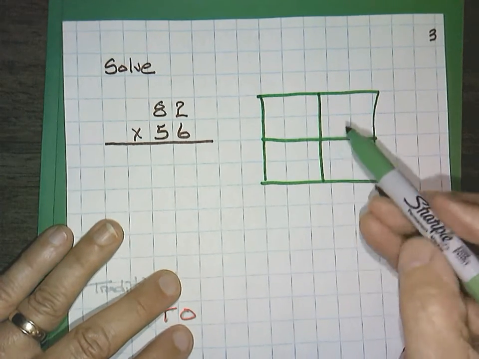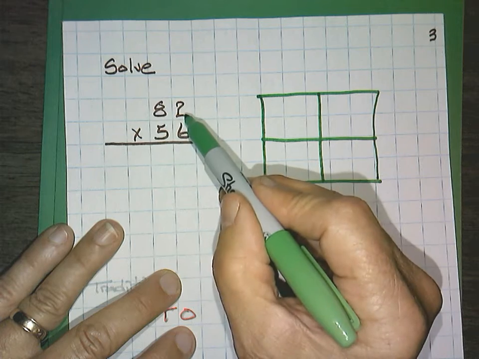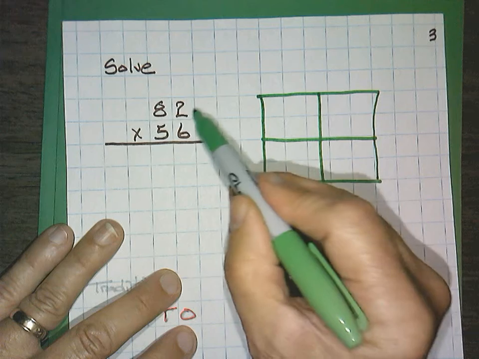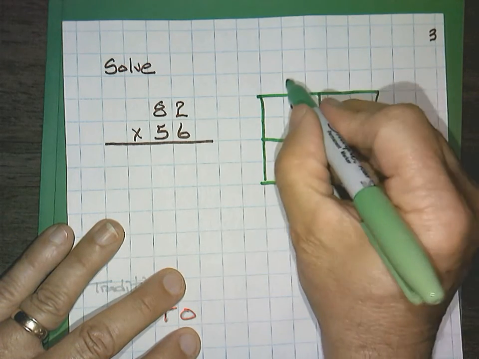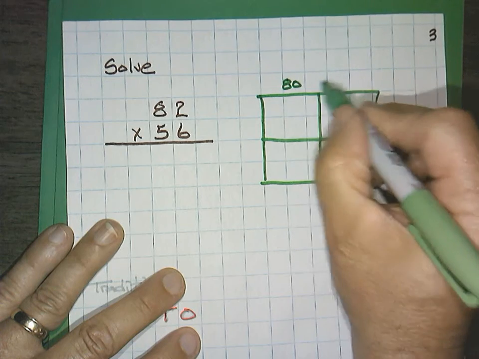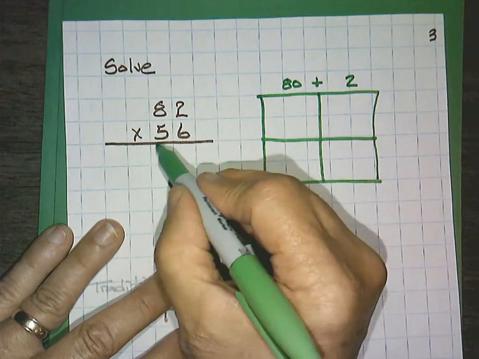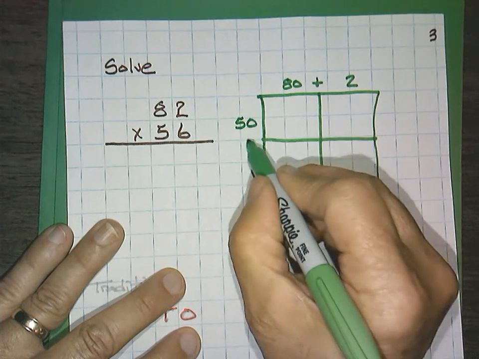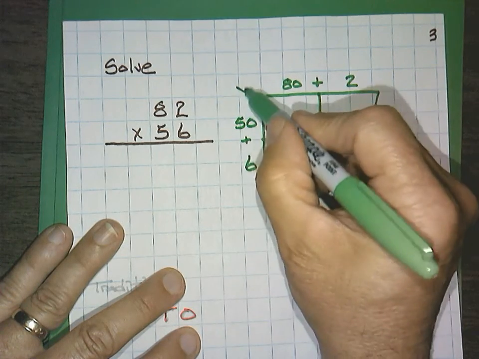I'm drawing 4 boxes because notice how I have a total of 4 digits. I have 2 digits on top, 2 on the bottom, so that's what I mean by that. Okay, so on top here, I'm going to have my expanded form for 82. So 8 tens, which is 80, plus 2 ones. The bottom number is 5 tens, but that's really 50, plus the 6 ones.